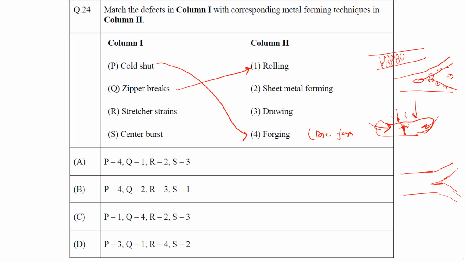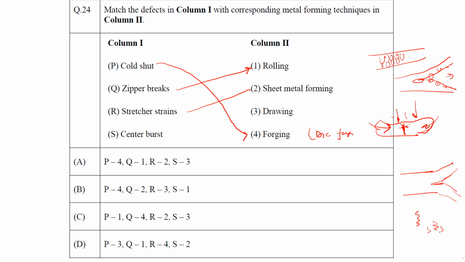Next is the stretcher strains. Stretcher strains happen in the case of deep drawing, that is known, right? Or sheet metal forming. So when sheets are formed, because of low carbon and these things, we basically get some orange peel effect, and that is also called stretcher strains.